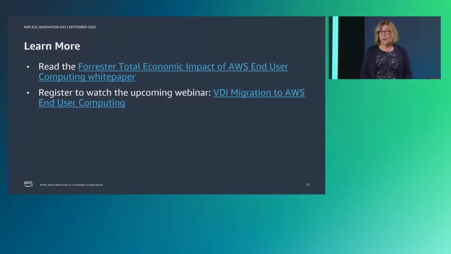And so if you'd like to learn more about this topic, may I suggest you read the Forrester Total Economic Impact Study based on AWS EUC. This white paper is published on our website. And you may also register to watch an upcoming webinar on VDI migration to AWS EUC.